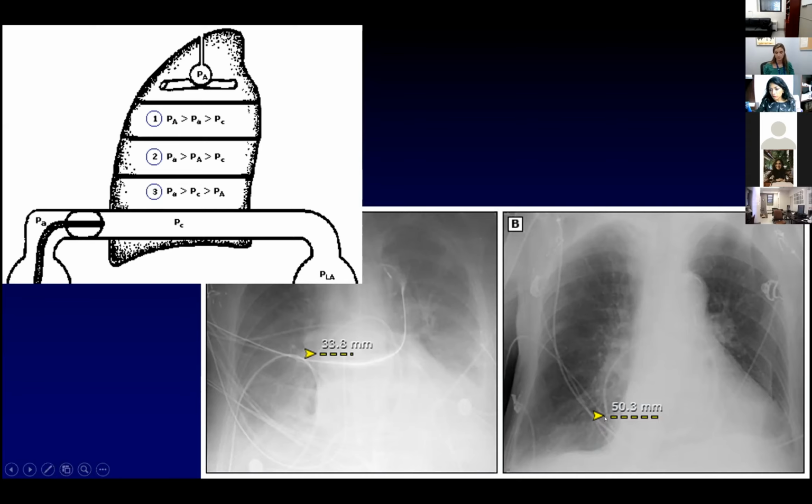If the swan is in too deep, so for instance, in the second picture over here, you can see that the swan is in really deep. If you saw something like this on an X-ray, that should point you towards that the swan needs to be pulled back because it's in too deep.